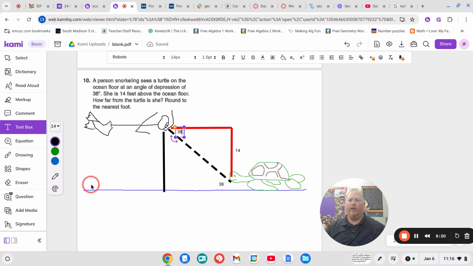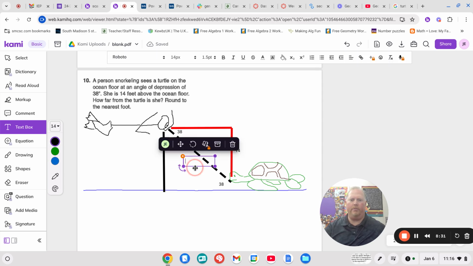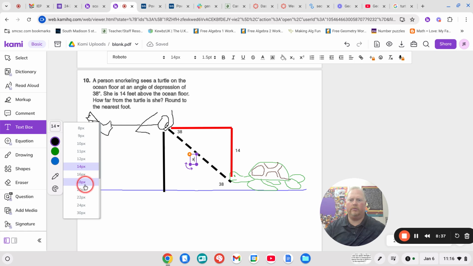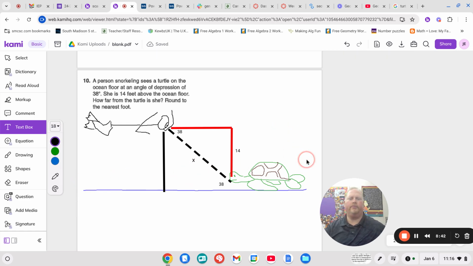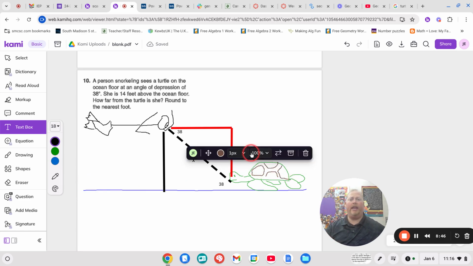Okay? So it's asking how far from the turtle is she? So that's going to be our variable. That dotted line is our variable. So now that we've got all the information in the triangle, let's go ahead and make our equation.